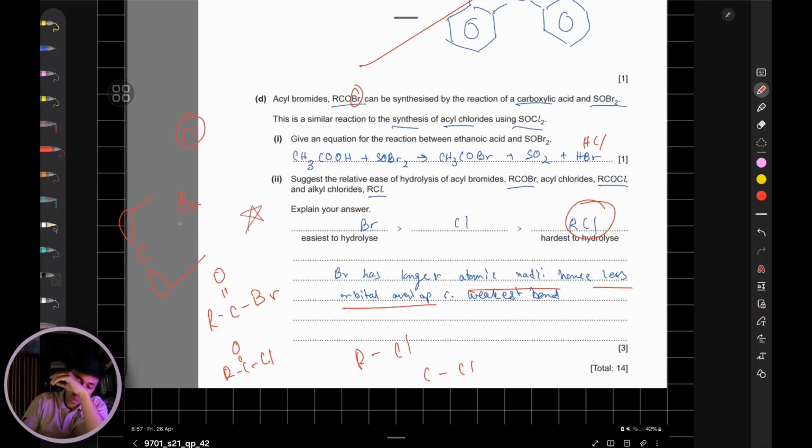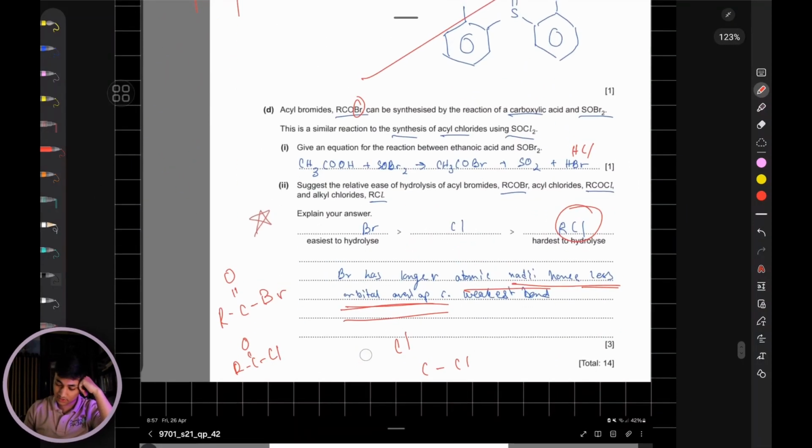Now, due to that weaker partial overlap, it will be easier for this bond to be broken off due to the larger radius of the bromine atom. Hence, this bond is easily broken off due to less orbital overlap of the carbon p orbitals and your bromine orbital. Fair enough. So that is why your C double bonded to O and Br bond is easily broken off. Now, that is your question 11, right? So this was the tricky part over here.